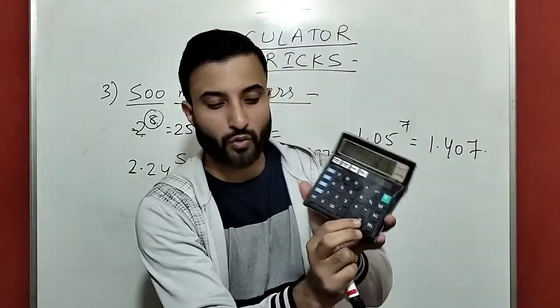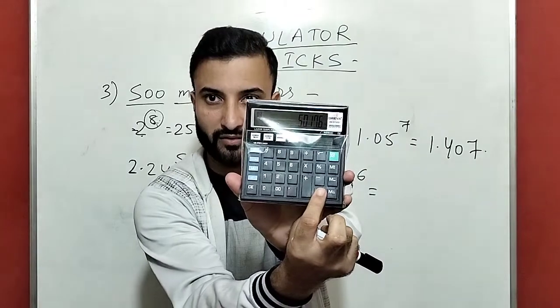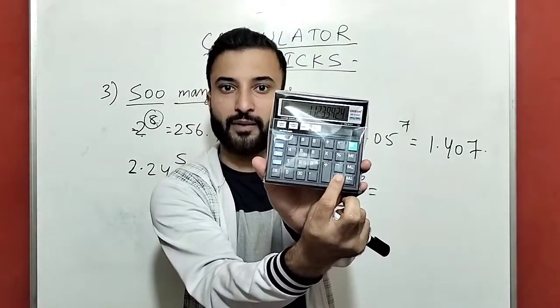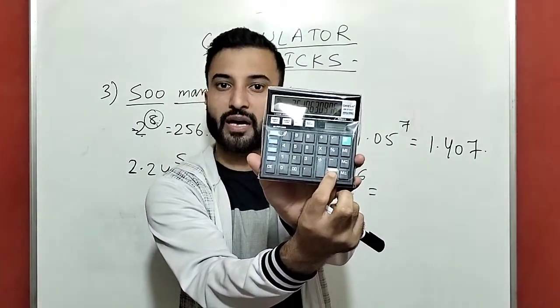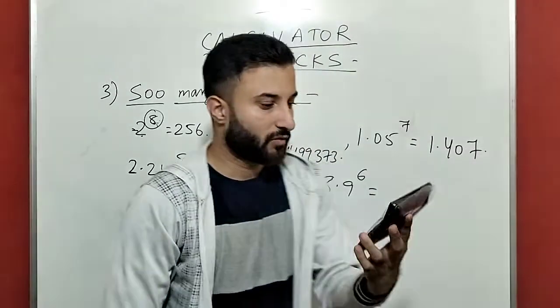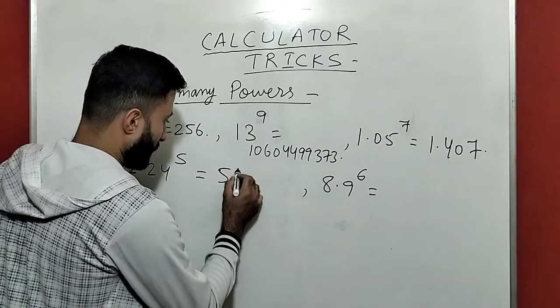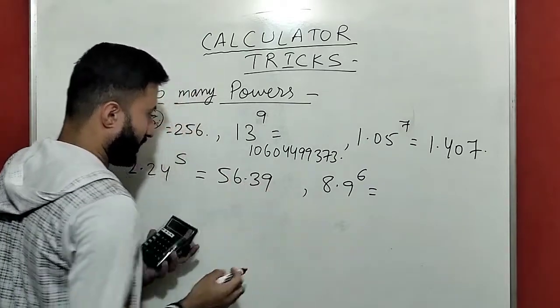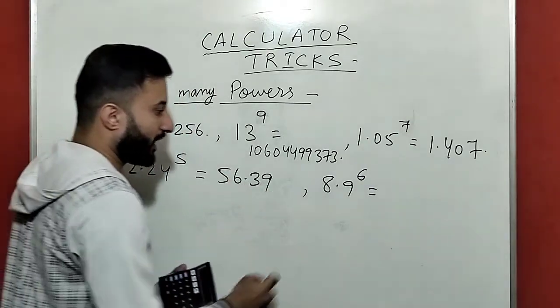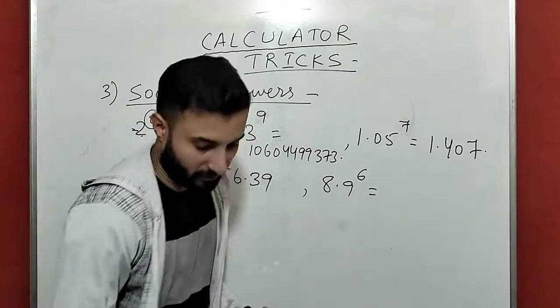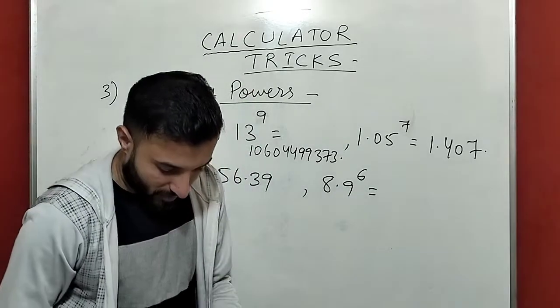So 2 times over. Now we press equal once, that is the third time. Again we press for the 4th time, again for the 5th time. So we will get 56.39. Next we will see 8.9 power 6.